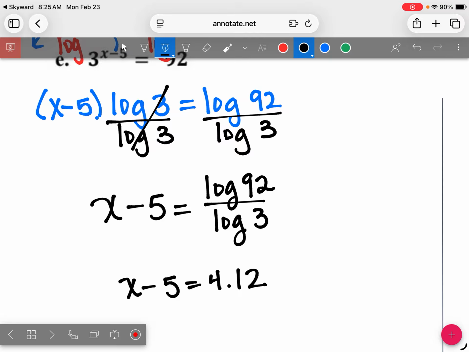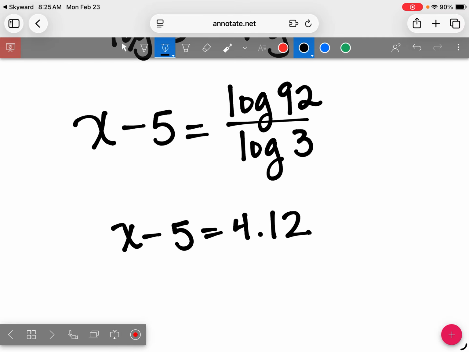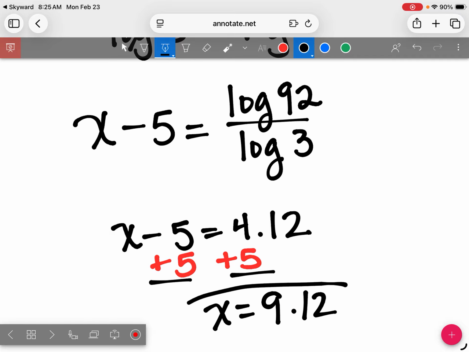Now what do I have to do to solve for X, though? I'm not finished because it says X minus 5. What's the opposite of subtracting 5? Adding 5. So your final answer is X equals 9.12.